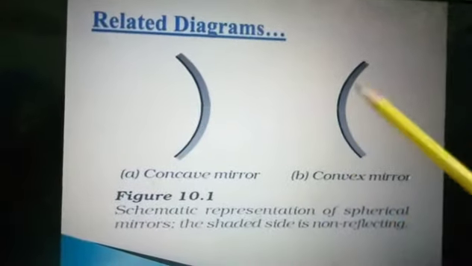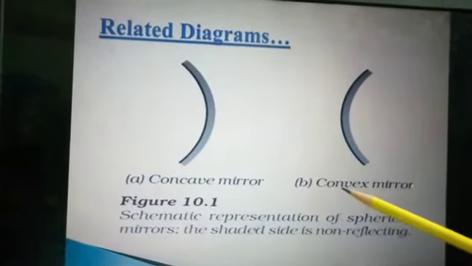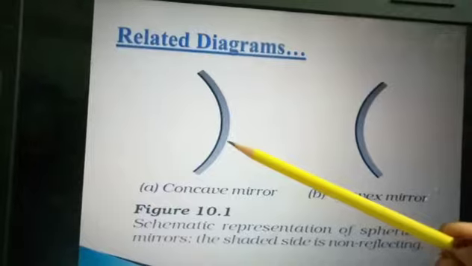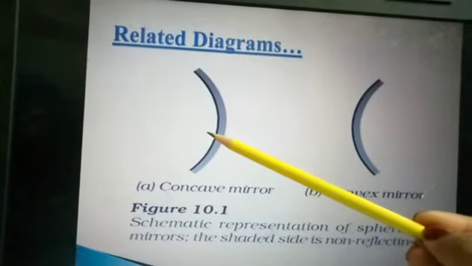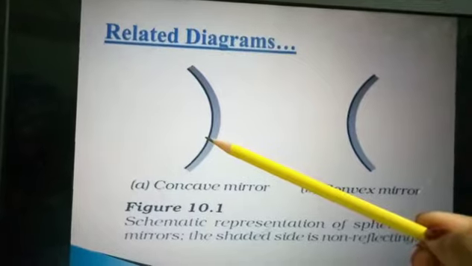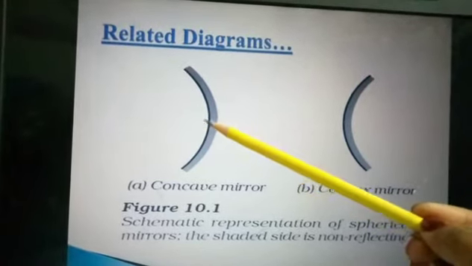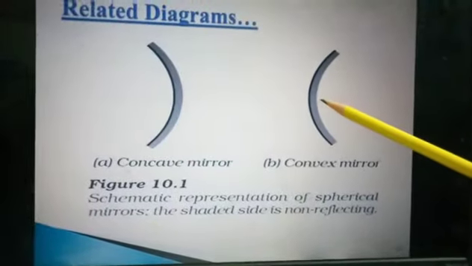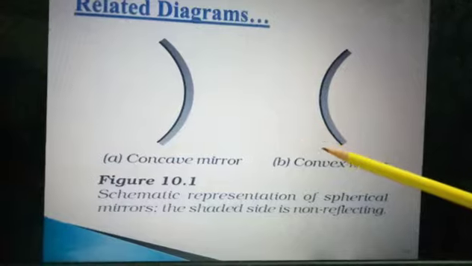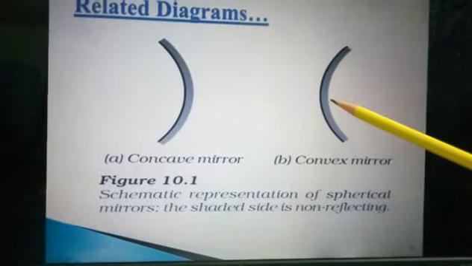Just look here, there are two diagrams. This one is a concave mirror and this one is a convex mirror. Look here, this portion is shaded and this one is not shaded. The black portion is the reflecting surface, and this is the polished one. Here the reflecting surface is curved inward, and here the reflecting surface is curved outward. It is projecting outward, and this one is the polished surface.